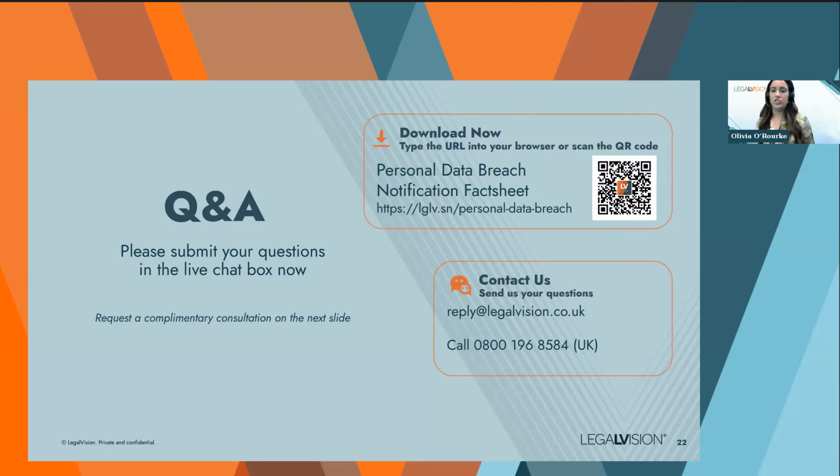Typically the ICO's approach is not to necessarily give out the maximum fine, certainly not in the first instance. The fine imposed would depend on various factors, including the severity of the breach, the organization's level of responsibility, how sophisticated they are, how much they probably should have known how to prevent that type of personal data breach, and any mitigating actions that the business has taken to deal with the personal data breach.